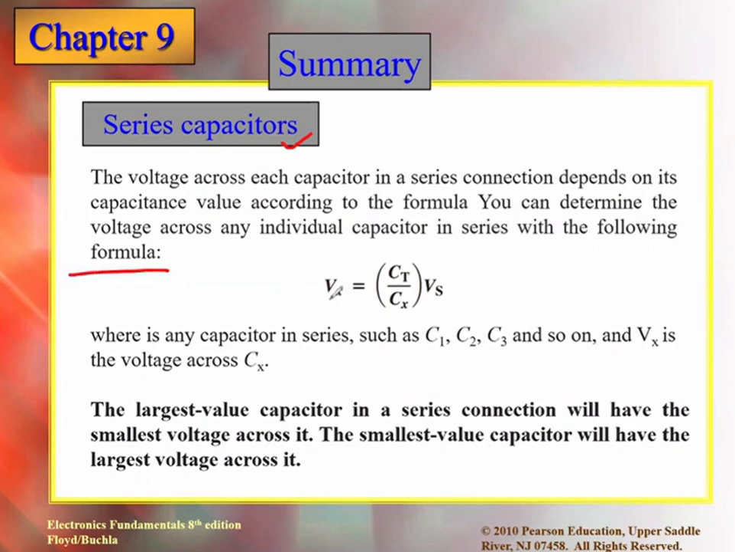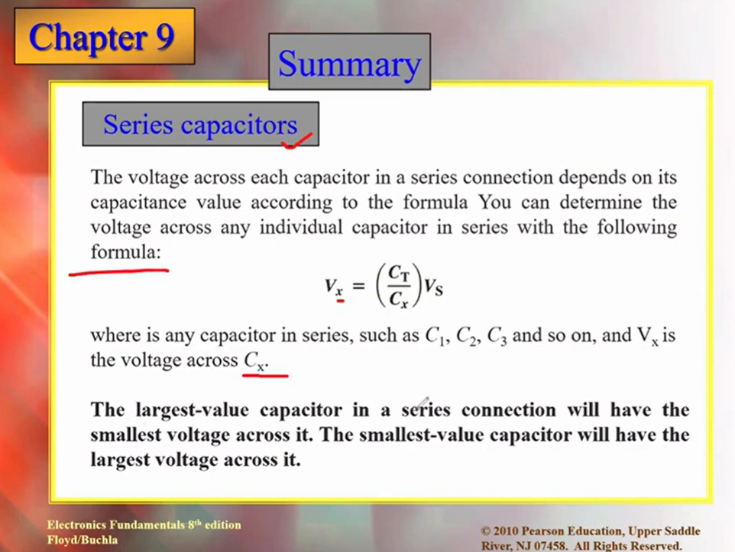So what is this formula? Vx equals Ct over Cx times Vs. Ct is the total capacitance. So you need to calculate the total capacitance first, then divide by the capacitor in which you want to calculate the voltage. It is the general formula. When we go for the specific case, it is similar to the one we have for resistance. Vx is equal to Ct, total capacitance, over Cx, times Vs, where Cx is any capacitor in series such as C1, C2, C3 and so on, and Vx is the voltage across capacitor Cx.